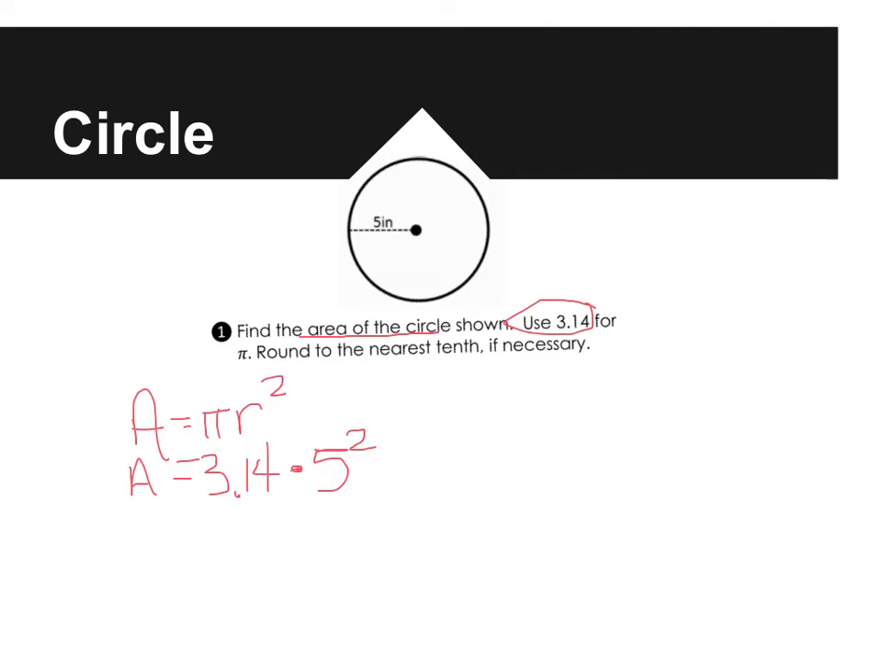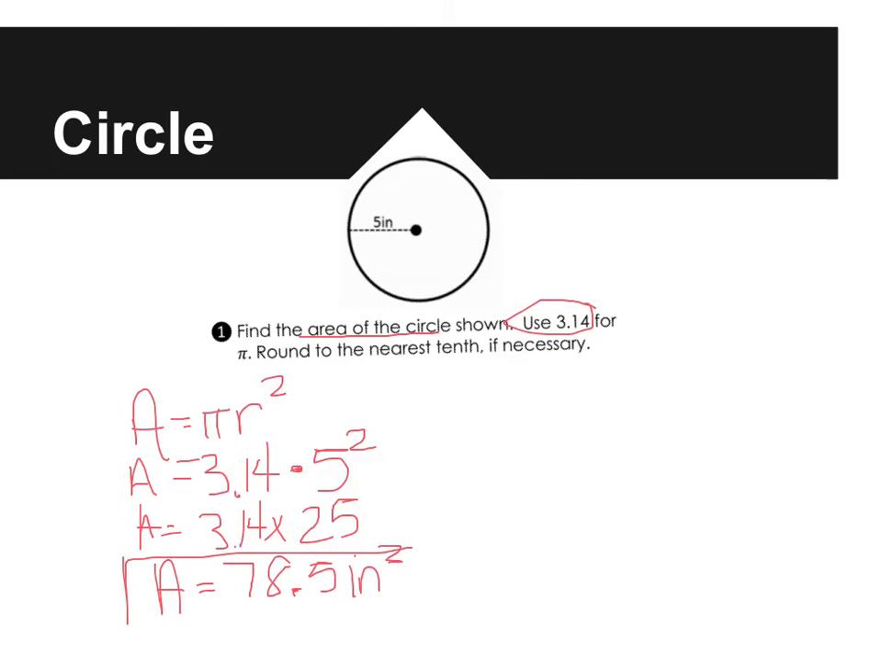Now, we follow order of operations just like we would any other time. 5 squared, well, 5 times 5 is 25. Now we have 3.14 times 25 is the area of the circle. 3.14 times 25 gives us a total of 78.5 inches, and since it's area, it is square inches or inches squared.